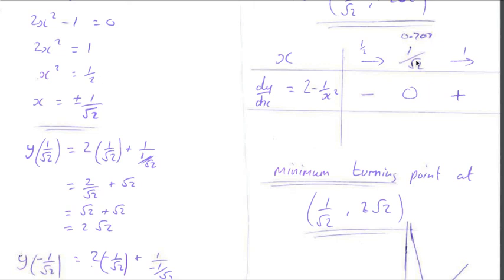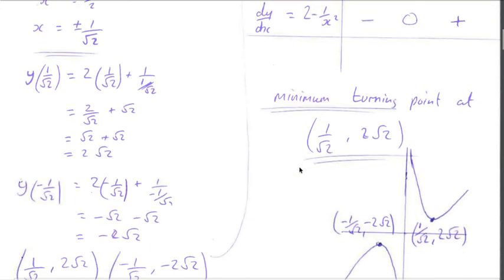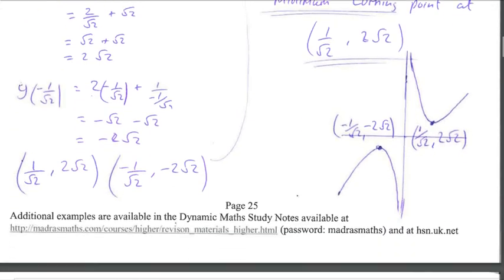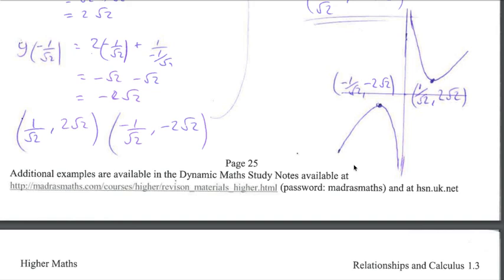And also substituting 1 over root 2. So 1 over root 2 all squared is 1 times 1 over root 2 times root 2, which is a half. So I've basically got 2 minus 1 divided by a half. Dividing by half, flip upside down. So I've got 2 minus 1 times 2, which is exactly 0. So as falling, so I should be writing this in, falling, then flat, then rising again. So it's a minimum turning point at 1 over root 2, comma 2 root 2. And after that, I've just made a quick sketch of the graph there for you.